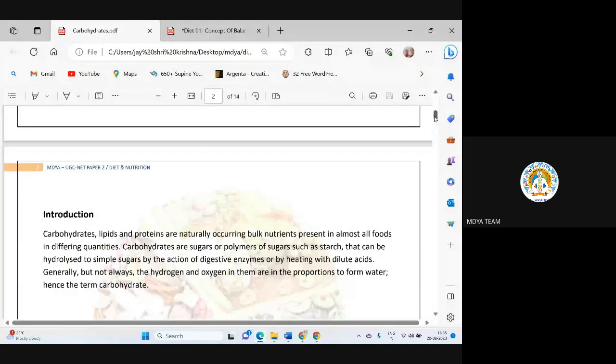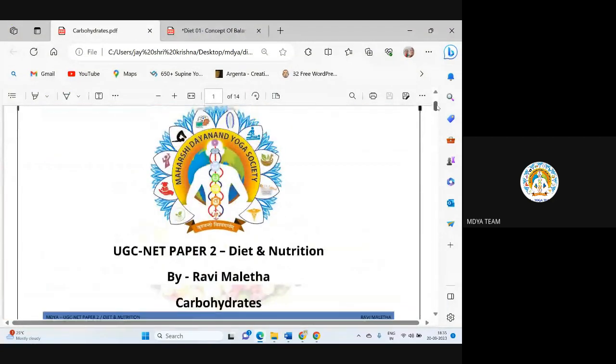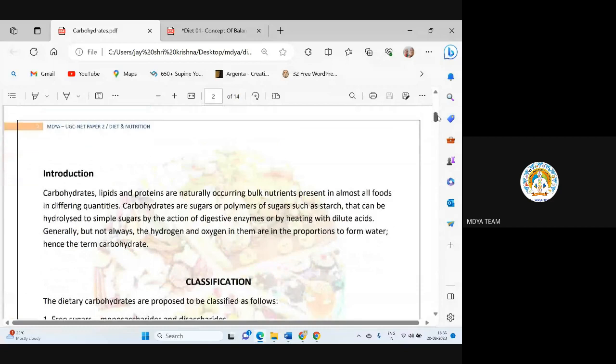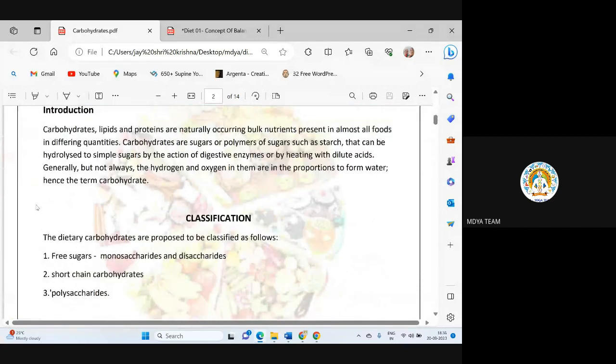So now we are starting carbohydrate. I already gave an introduction: what are carbohydrates, what is the basic chemical formula, and what are the basic functions of carbohydrate. So now we will start in detail. We will complete all those headings, even those headings which are present in the last unit, like metabolism of carbohydrate and all. We will cover all those headings here only.